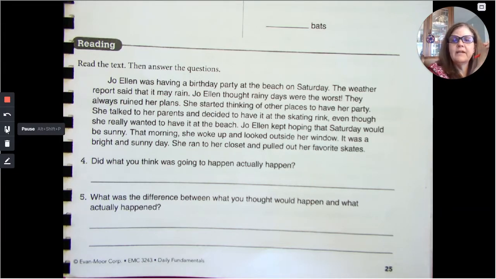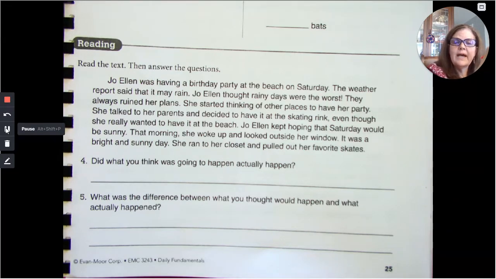Joe Ellen was having a birthday party at the beach on Saturday. The weather report said that it may rain. Joe Ellen thought rainy days were the worst. They always ruined her plans. She started thinking of other places to have her party. She talked to her parents and decided to have it at the skating rink, even though she really wanted to have it at the beach. Joe Ellen kept hoping that Saturday would be sunny. That morning she woke up and looked outside her window. It was a bright and sunny day. She ran to her closet and pulled out her favorite skates.